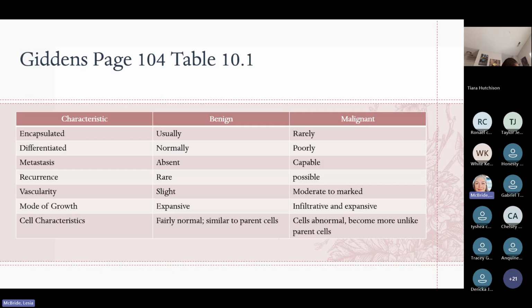Recurrence, if it's benign, it rarely moves or grows except in the place where it started. So it can come back if not completely removed, but it's just very rare. Whereas a malignant cell possibly can come back at the same place, especially if there's cells left or we aren't able to get everything. If we leave a little bit, or maybe it goes to the lymph cells or goes to a distant tissue, then there's a possibility of it being recurrent.